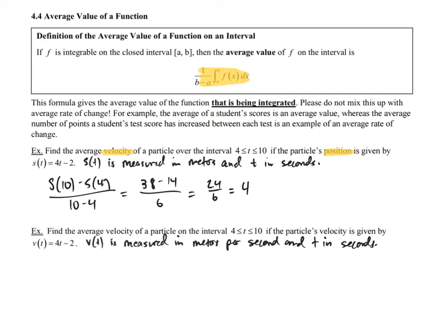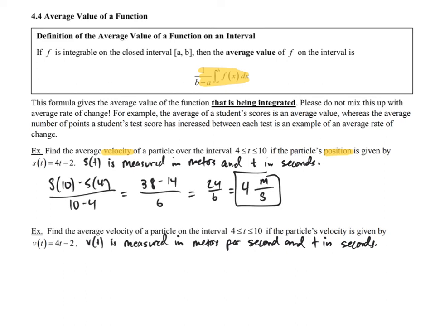And then let's take a look at the units. s of t is measured in meters, and that's what my numerator was, so that's going to be meters. And then t is measured in seconds, and my denominator was measured in time, and so this will be 4 meters per second. And those units are what I would expect an average velocity to be measured in, and so that's how I know that I have made the right choice here as far as which formula to use.